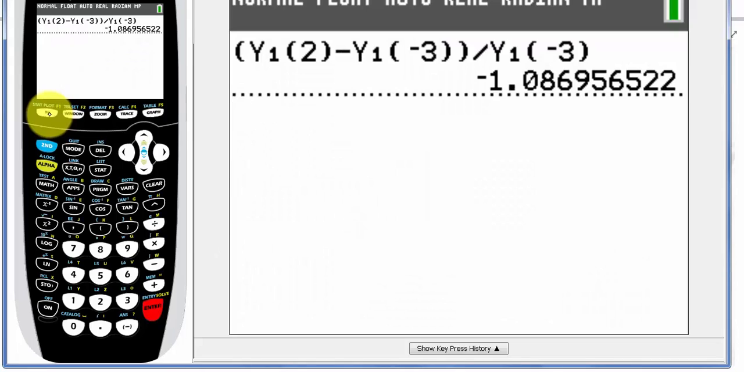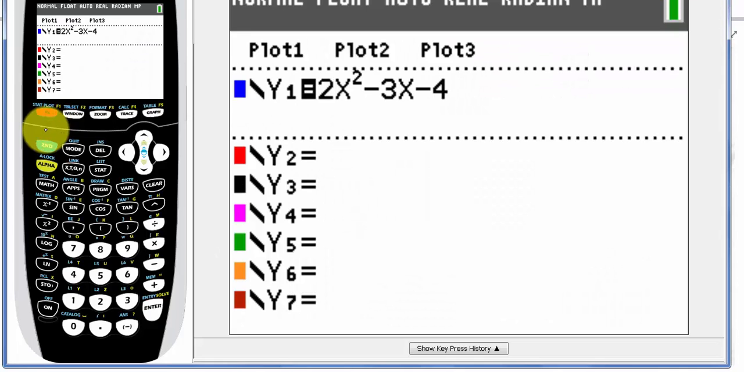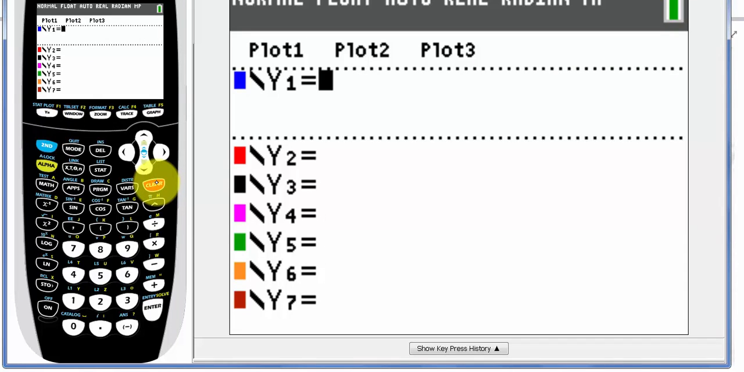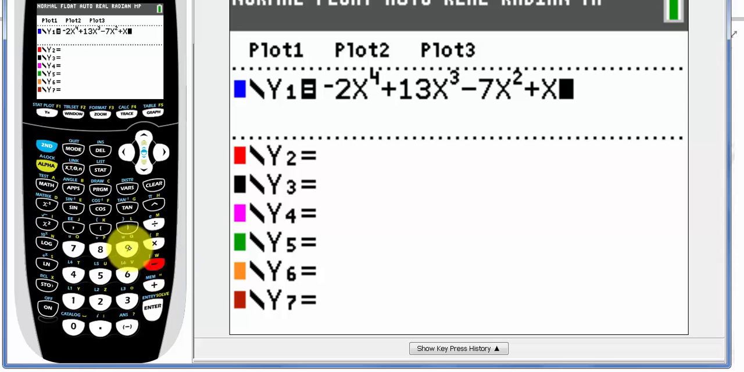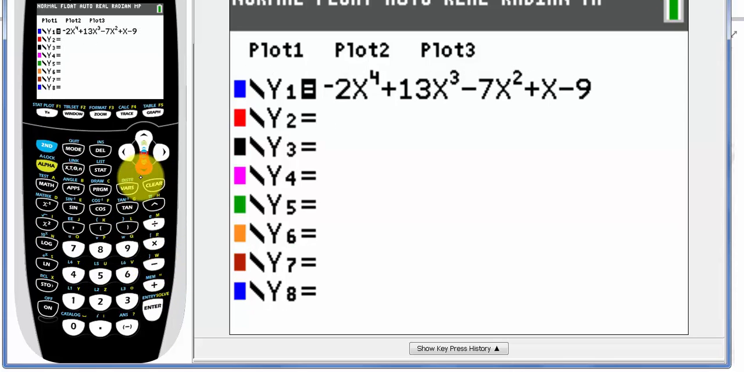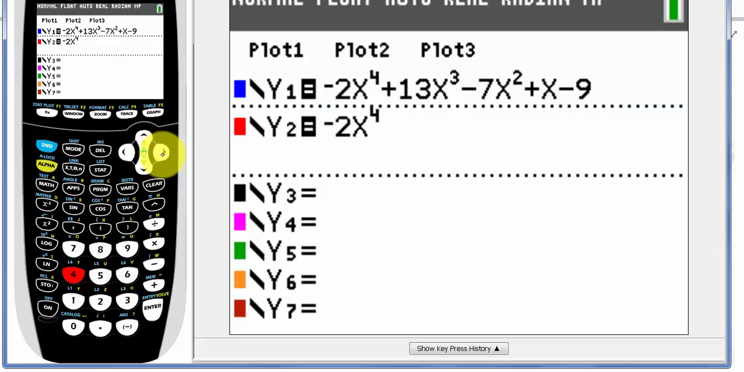Check it out. So let's go to the y equals menu. Let's cancel this function right here. And first, I'm going to enter my exact polynomial. So negative 2x to the 4th, here we go, plus 13x cubed, here we go, minus 7x squared, plus x minus 9. That's my exact function. Here is what I used to approximate it, negative 2x to the 4th. That's what I used to approximate it.